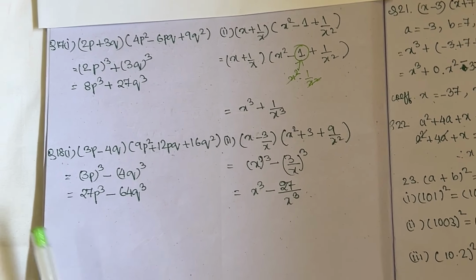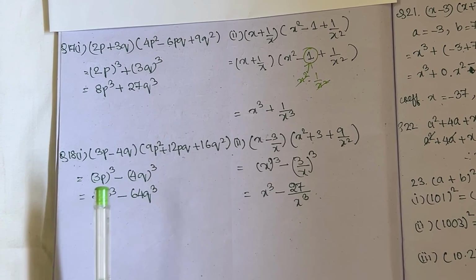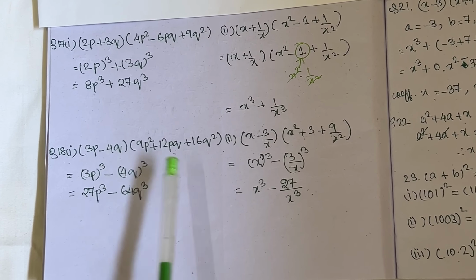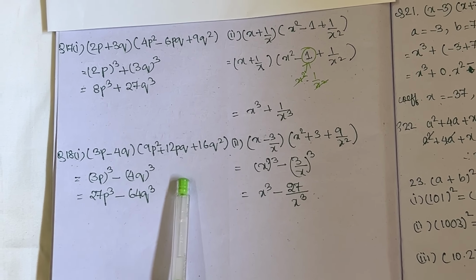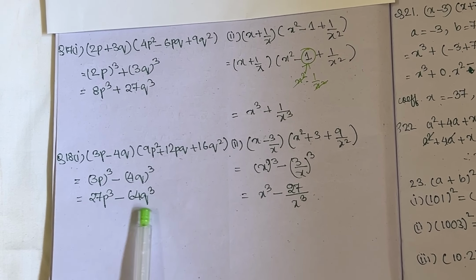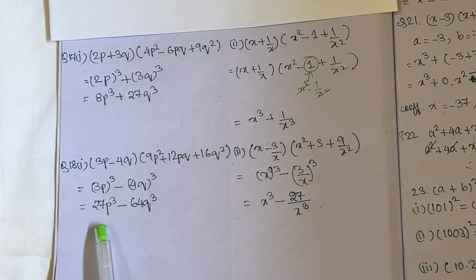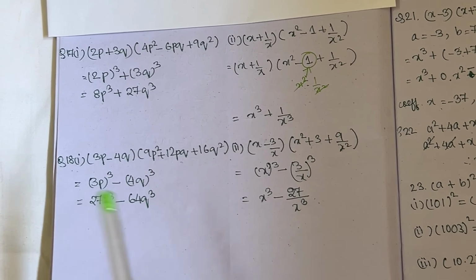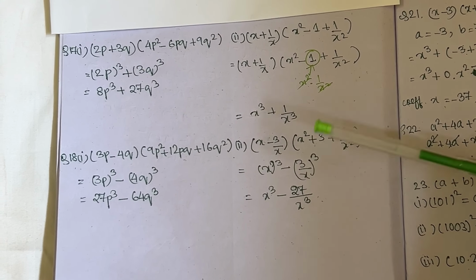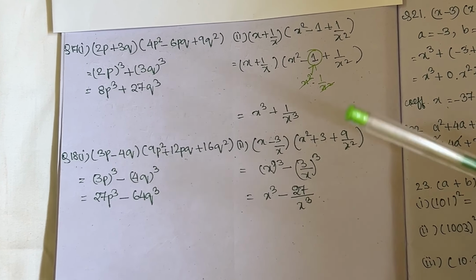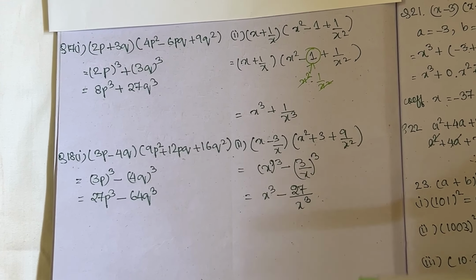Similarly for 18 part 1, that is (3p minus 4q). Similarly, what formula it falls into, that is a cube minus b cube. So we are putting the a and b values, a cube and b cube, we get 27p cube minus 64q cube. Similarly, part 2 is also the same thing.